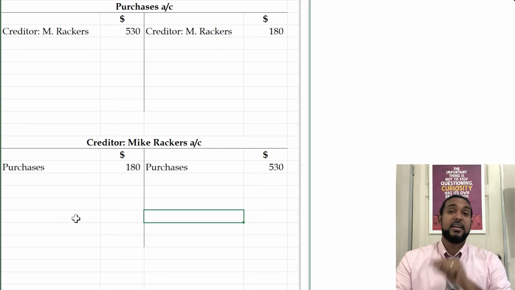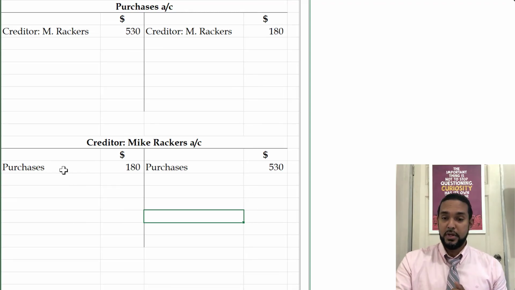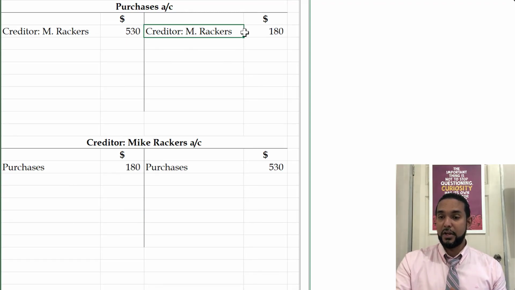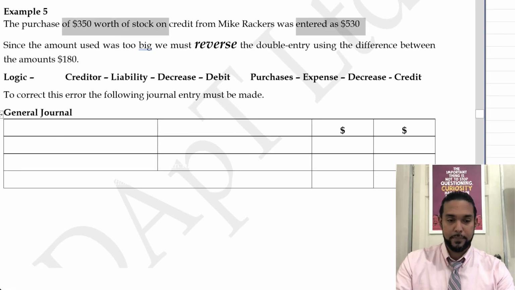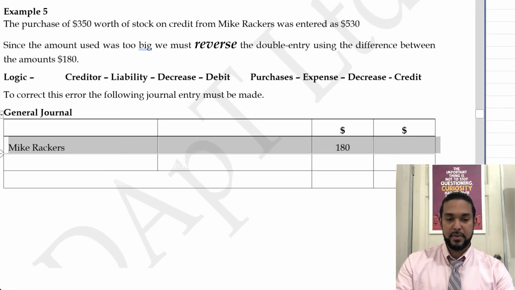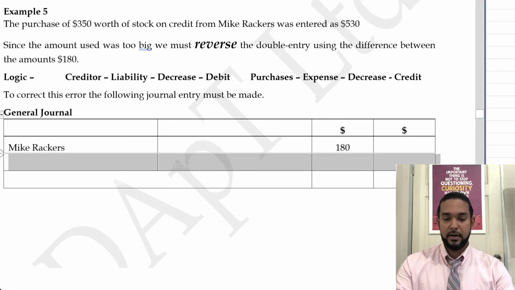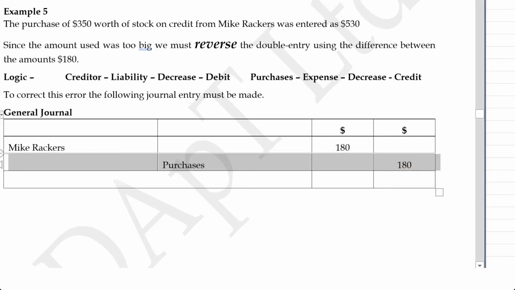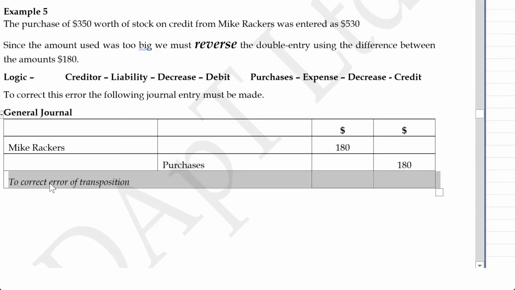In the T account, let's take a look and see what it looks like in the journal. So it's a debit to Mike and a credit to purchases. If we go across here, we're going to see a debit to Mike Rackers and then a credit to the purchases account. And to correct an error, sorry, it should say an error of transposition.